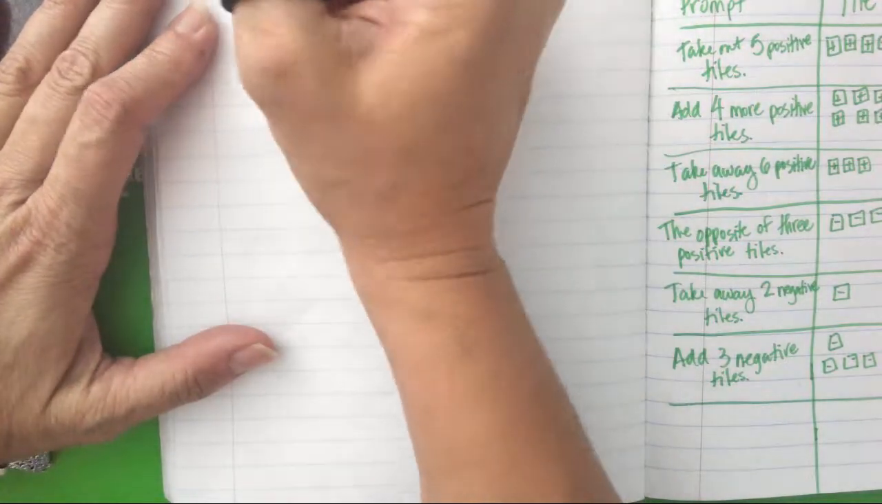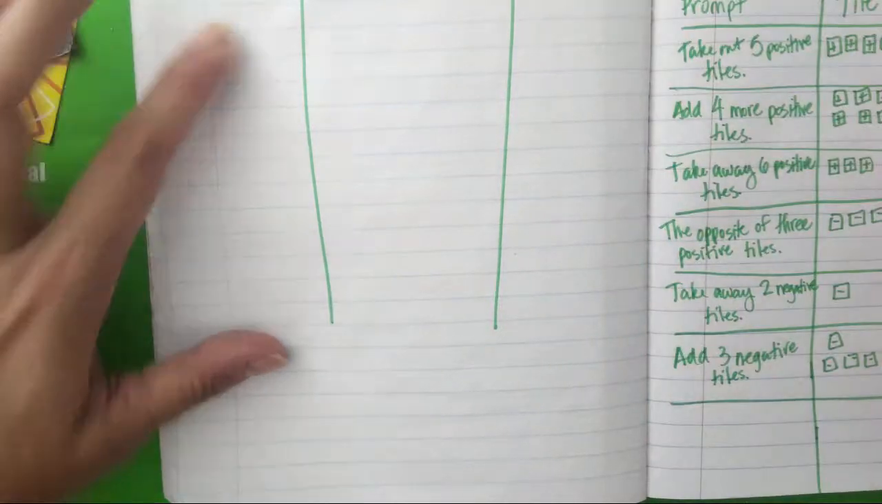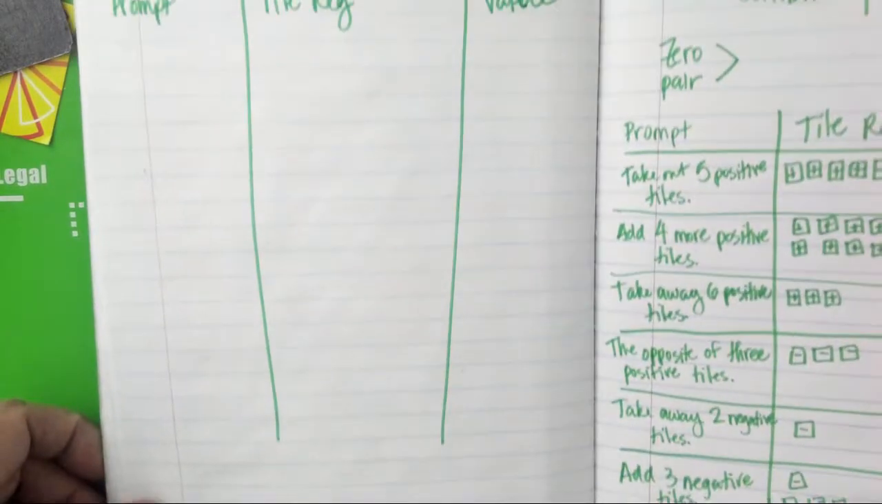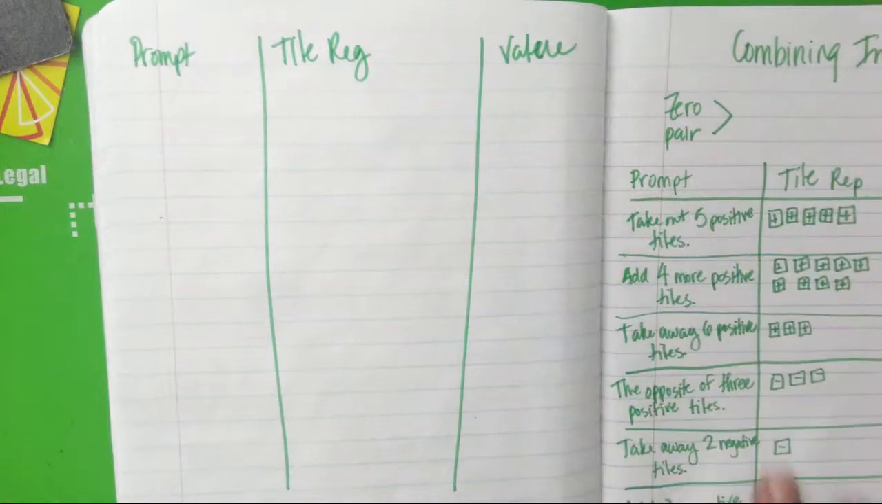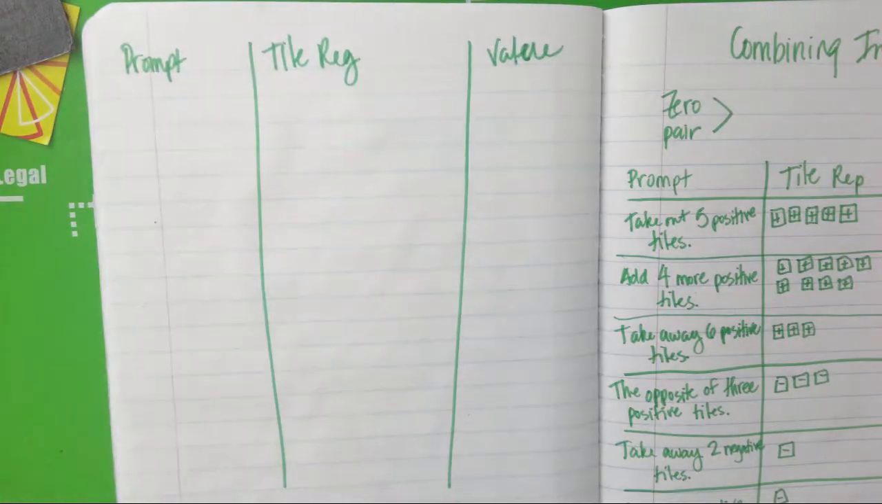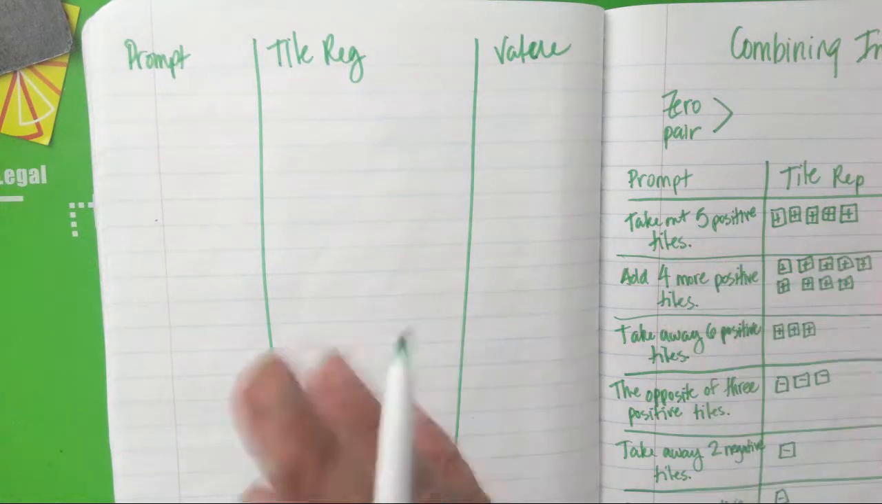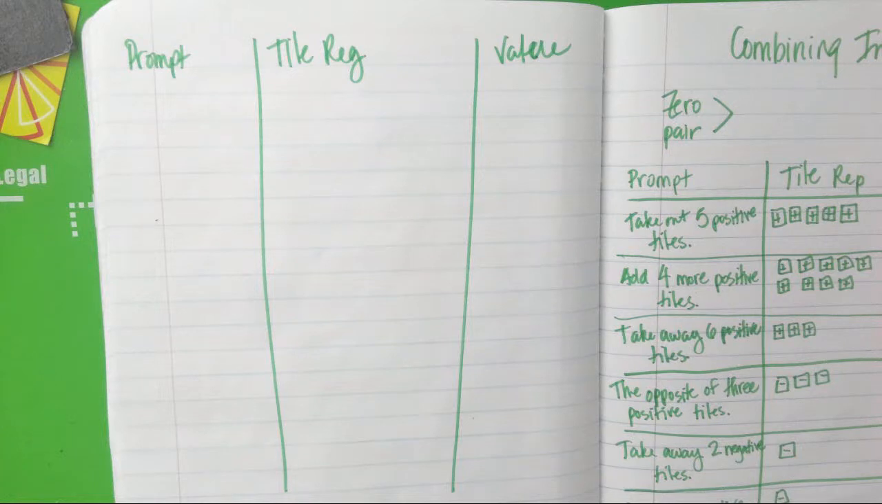Alright, again, we're going to do the prompt, the tile representation, and then the value. Okay. If you've run out of room over here on the right hand side, move over to the left hand side. But I want you to have all this on the same two-fold. Alright?